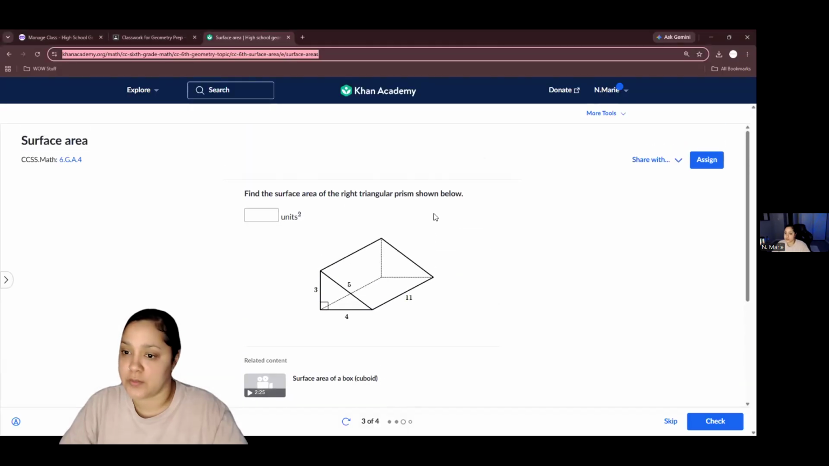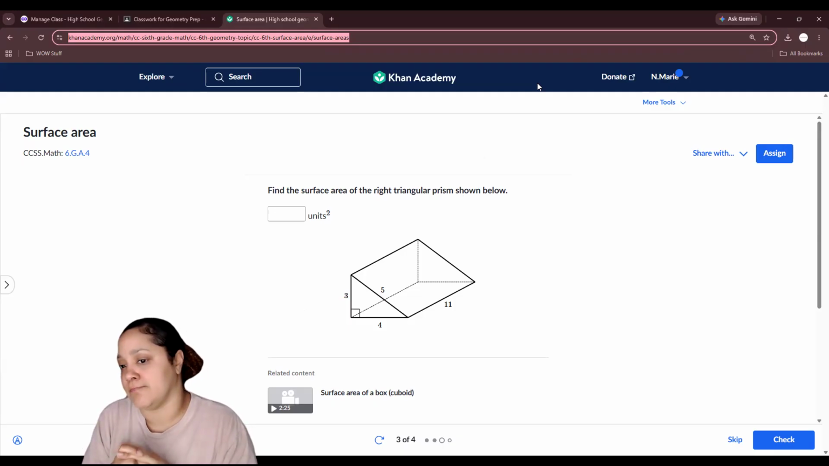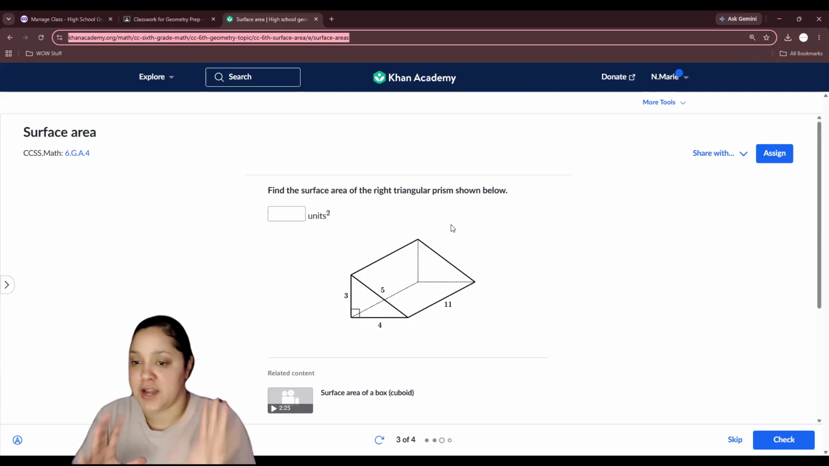All right, so we are going to be doing surface area. In order to do surface area, you have to know how to do area. You have to know how to find area of all the shapes that we went over: triangles, squares, rectangles, yeah, all of the shapes. All right, so surface area is pretty much find the area of each side, right?